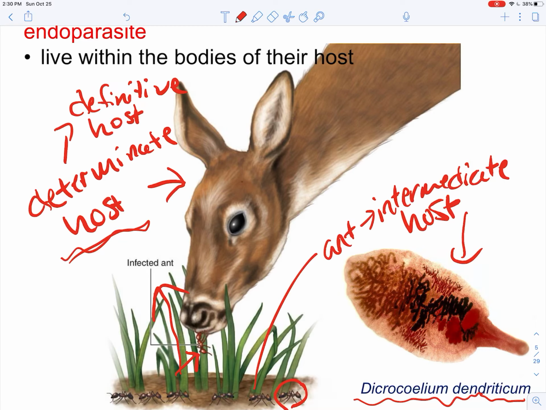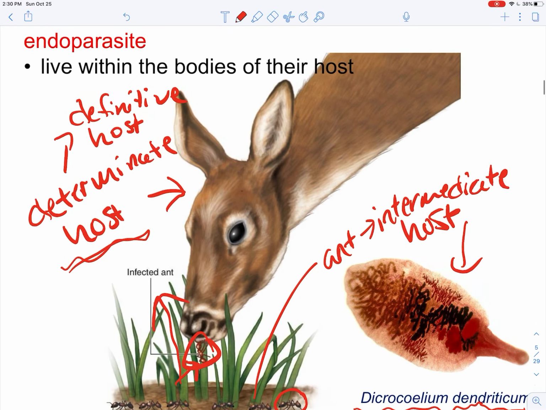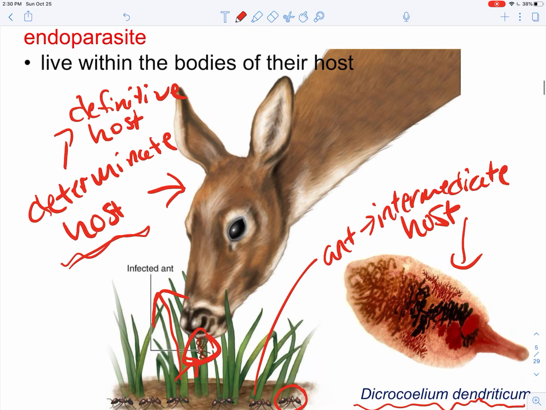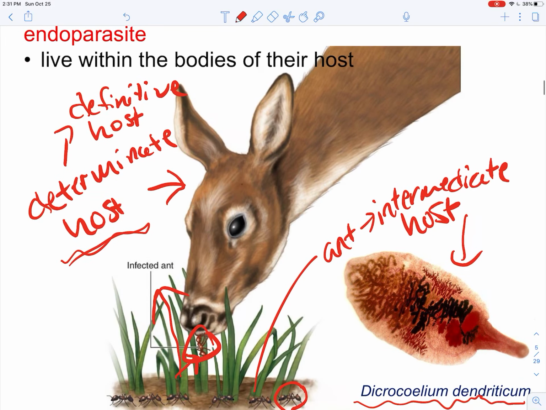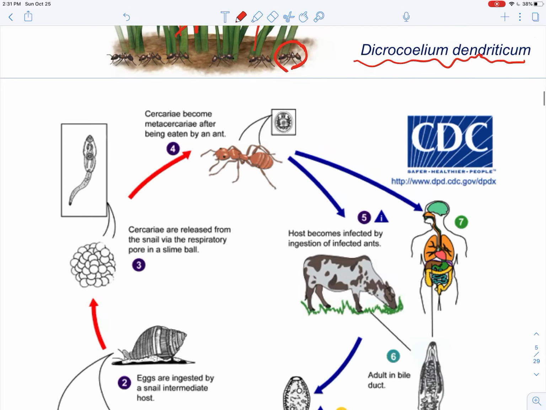And sometimes we even see another intermediate host of snails. Ants will eat the slime of the snails and become another intermediate host, where the snails are transferring eggs within their slime to the ants. But these are all living within the bodies of their hosts, whether they're definitive hosts or intermediate hosts, so being an endoparasite.